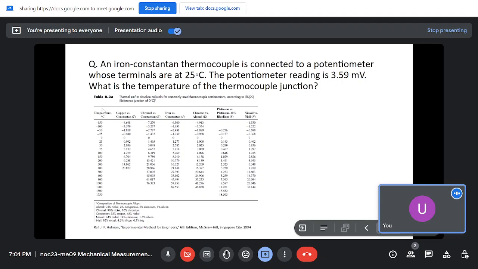So the EMF generated due to the temperature is given, and we have also been given that the iron constantan thermocouple is used, which is connected to a potentiometer, and the potentiometer terminal is at 25 degrees Celsius. The potentiometer reading which it shows is 3.59 millivolts. What is the temperature of the thermocouple junction? So you have a thermocouple, and the reference temperature is 25, and the potentiometer is reading 3.59. So the EMF generated at the temperature of the junction will be the summation of the EMF generated at 25 degrees Celsius and the potentiometer reading.